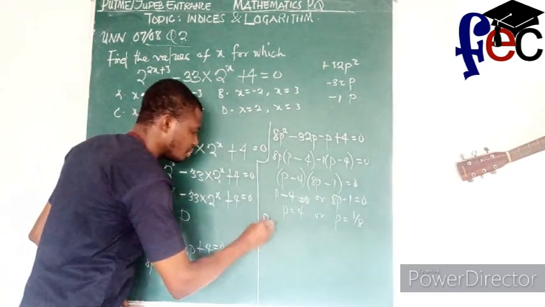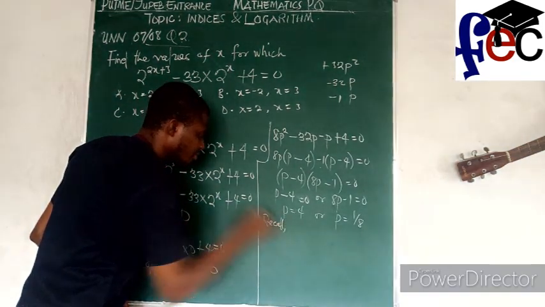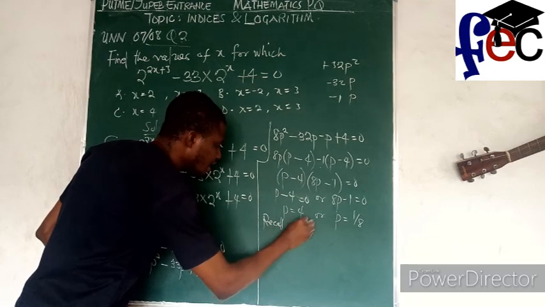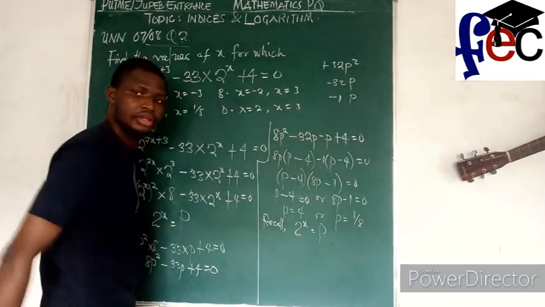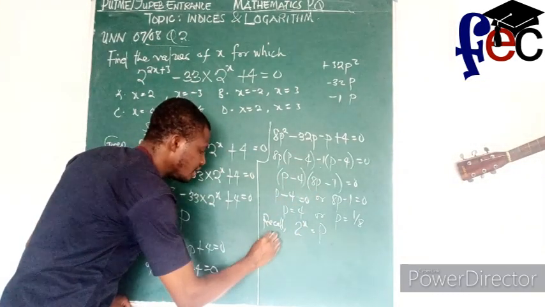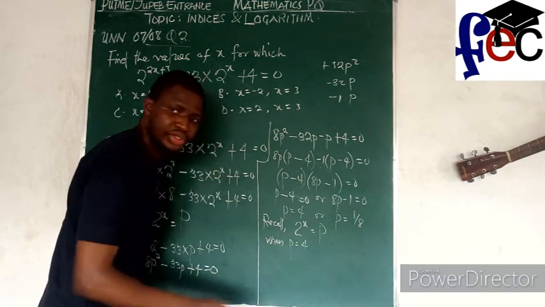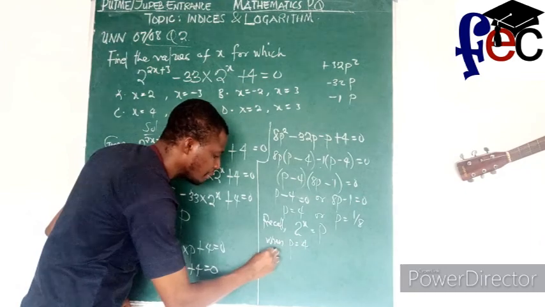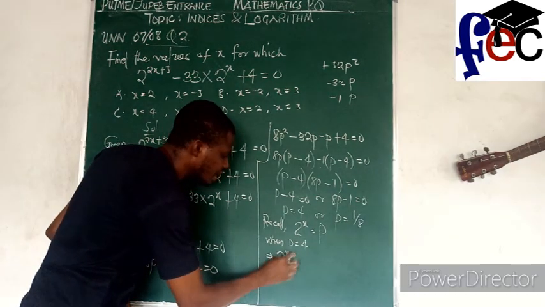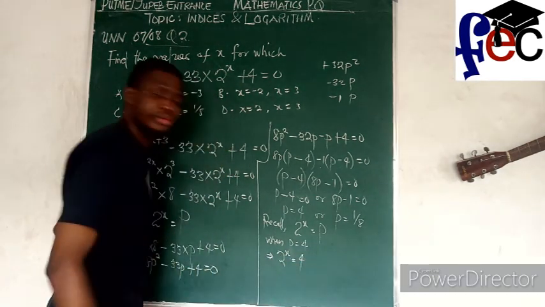So recall that 2 raised to power x is equal to p. When p is equal to 4, what do you think will now happen? It will now imply that 2 raised to power x will become 4.